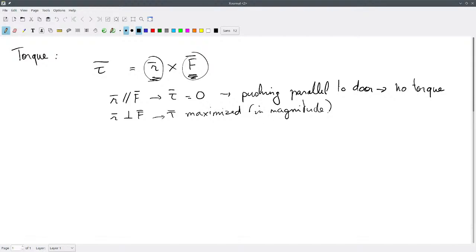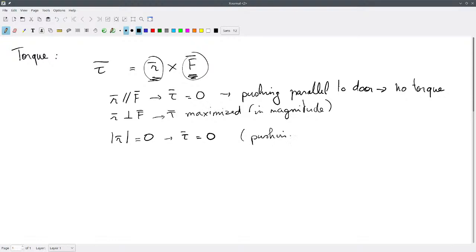We do have to specify that because there's no such thing as a largest vector. There's such a thing as a vector that's largest in magnitude. If we push right at the hinge, in other words, r is 0, then of course our torque will be 0.